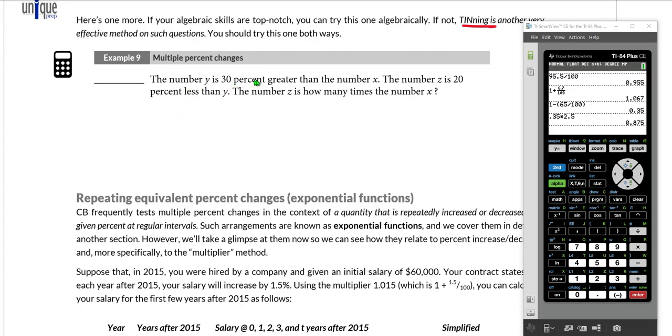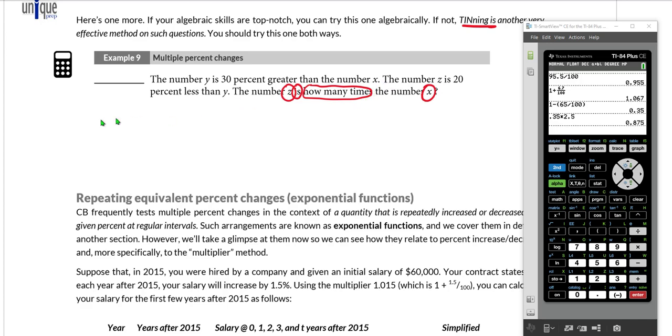The number y is 30% greater than the number x. The number z is 20% less than the number y, less than y. The number z is how many times x. That's what they are asking. Z is how many times x. So with tinning, let's actually do the tin method first.